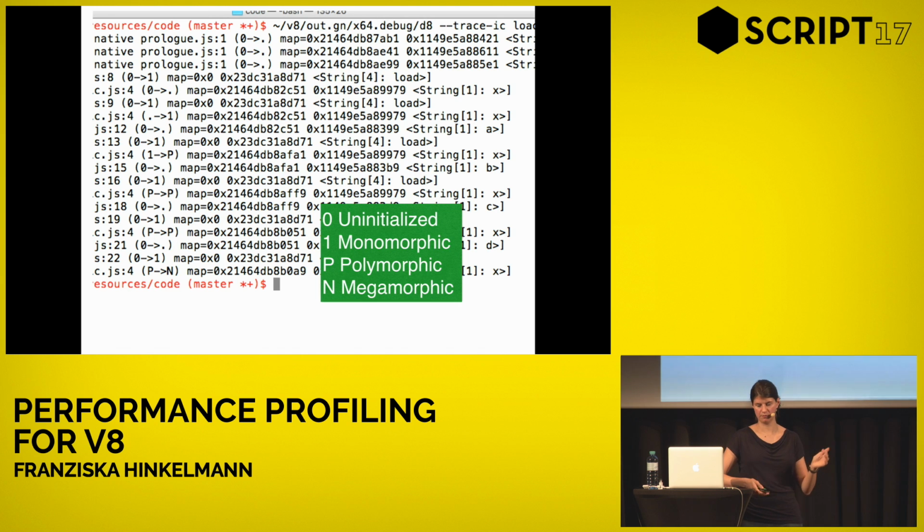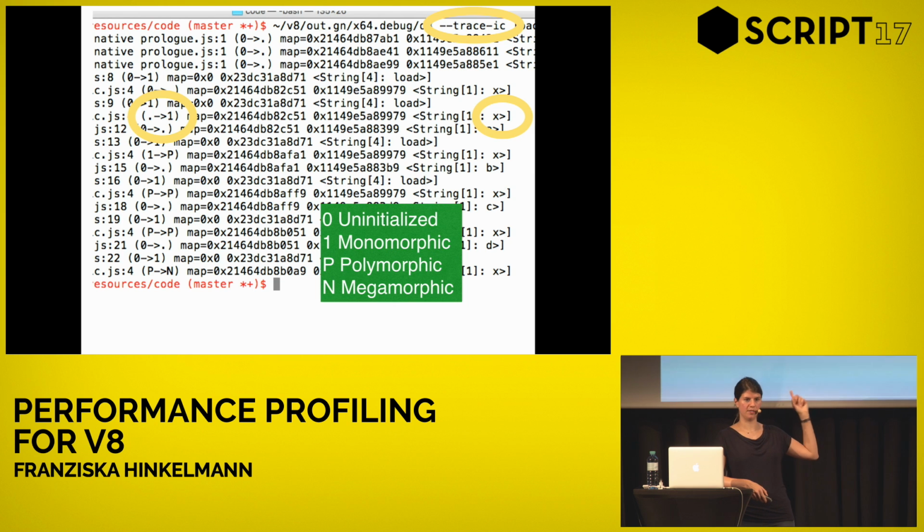And you can figure out what the states of your ICs are by doing --trace-ic. So again, another flag that you pass to Chrome or to Node, and then you get this wonderful non-intuitive printout of what the ICs are. So you see here string X, that makes sense because we were getting object.x. And on the left, you see the states that your inline caches are transitioning to. So 0, 1, P, and N for uninitialized, mono, poly, and megamorphic.